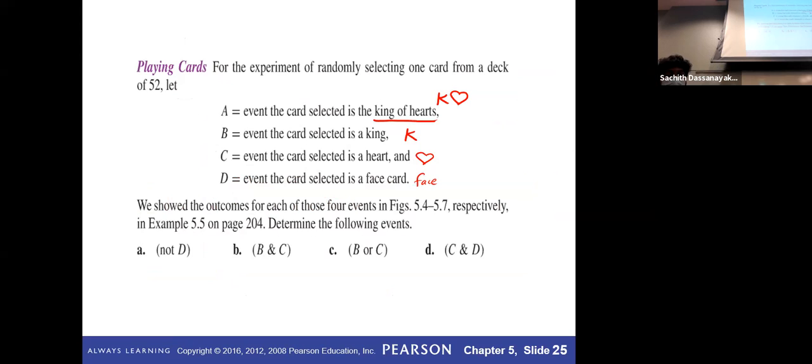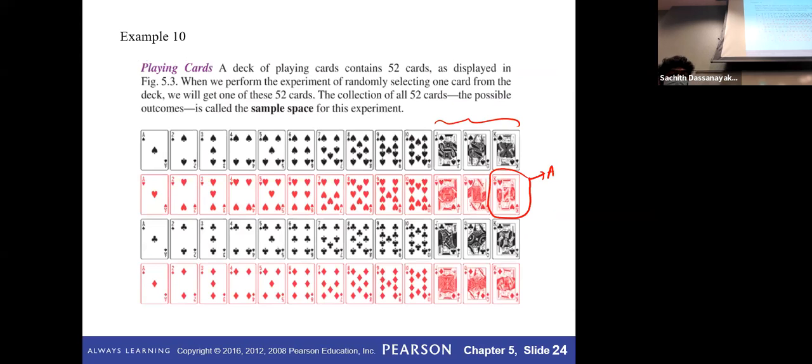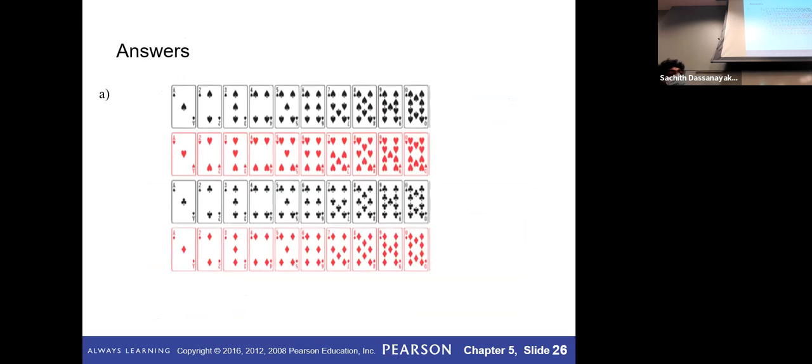Not D. D is face cards. So what does not D mean? D means face cards, this is your D. So not D means this whole bunch. There are 3, 6, 12 face cards, so it's going to be 40. Yes, it's going to be 40. Clear?